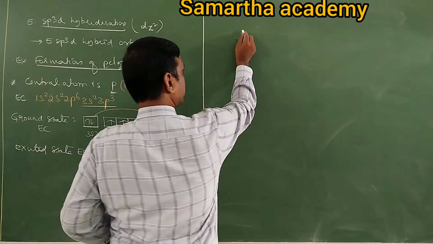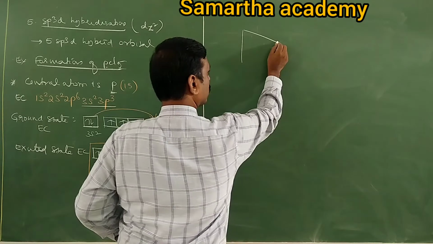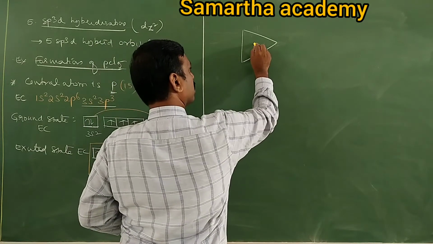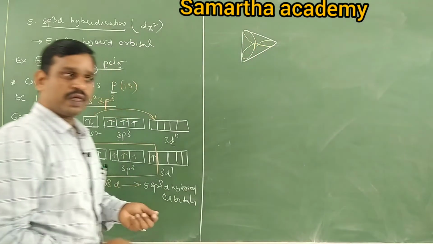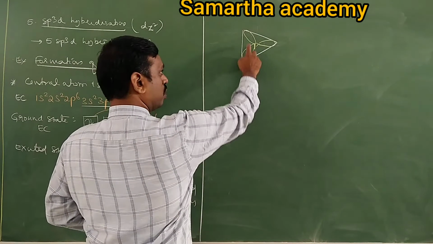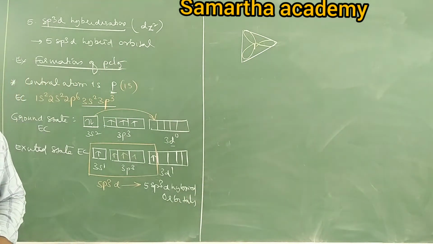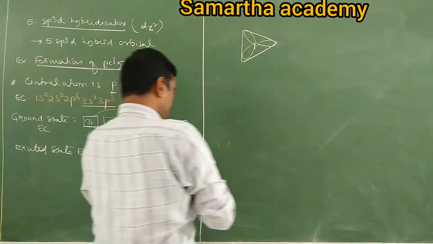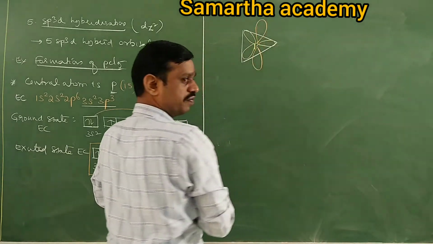How are the 5 orbitals placed? This is important. Out of these 5, 3 are placed at 3 corners of the triangle. It is 1, 2, 3. Therefore any 2 orbitals are at 120 degrees because it is a triangle. Next, what about the remaining 2? The remaining 2 are placed above and below the plane.